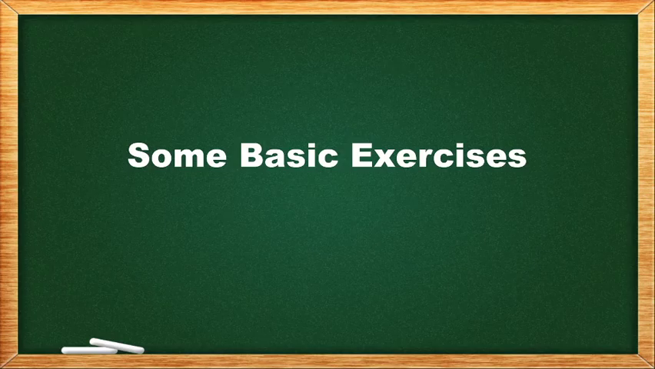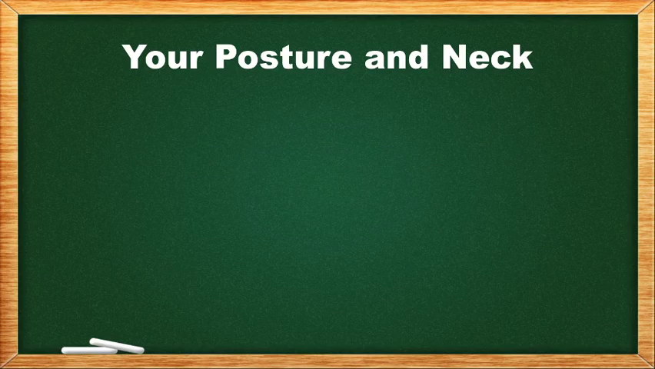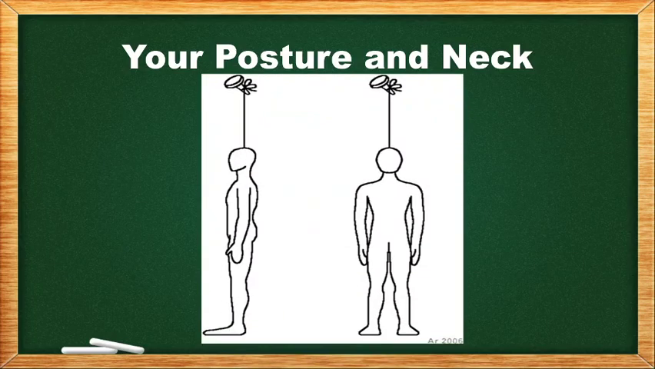Alright, so we'll do some basic exercises. First, you need to watch your posture and the position of your neck. So you can think of this representation. You can imagine you're like a marionette and you are suspended from the ceiling by a piece of rope or string attached to your head. So you need to feel how your spine is straight, how your neck is in a natural straight position. And it's something very important for you to practice. So you assume a natural straight position.